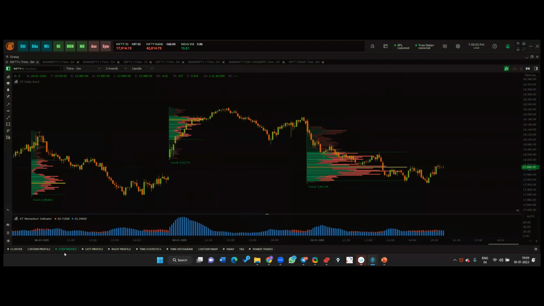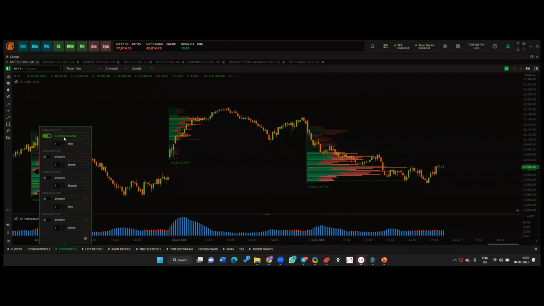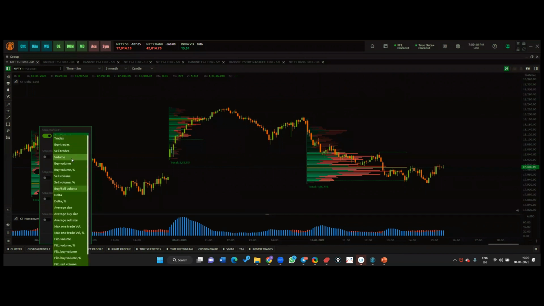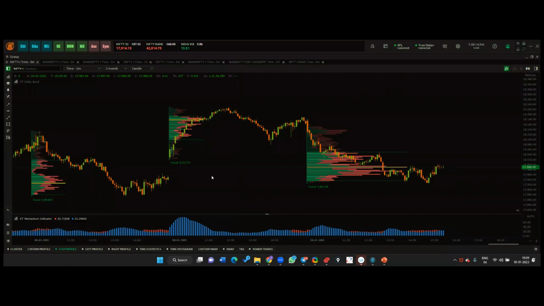But when you go to the profile in Quantower, and this is the session profile that I'm using, when I'm using the buy sell volume, you have a variety of options here. The ones I primarily use are volume and buy sell volume. When you enable the volume profile on a daily basis, it essentially shows the volumes that are being transacted at every price point on a daily basis. In this case, these are my session profiles.